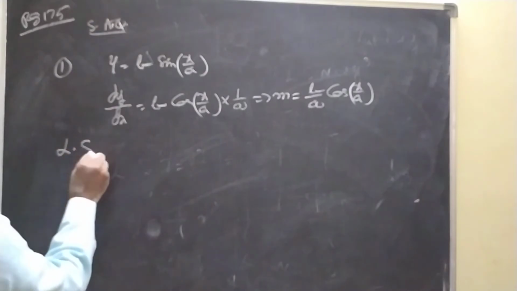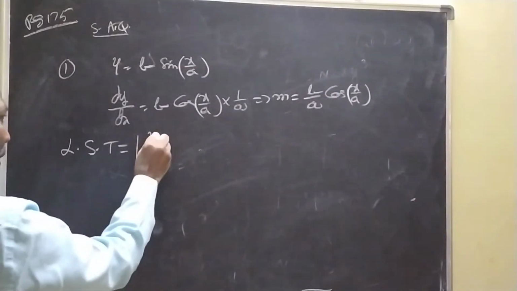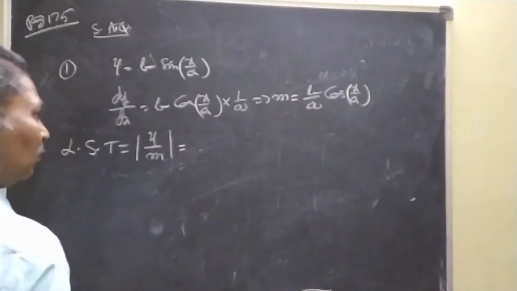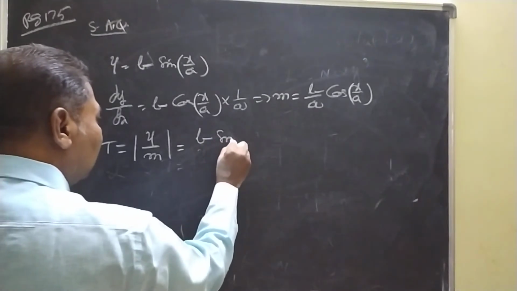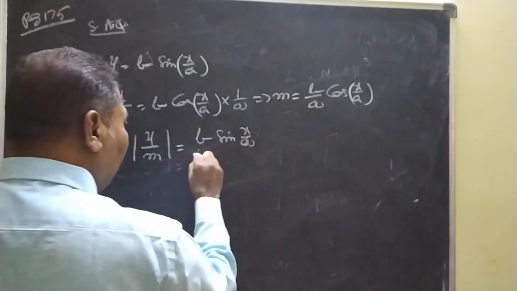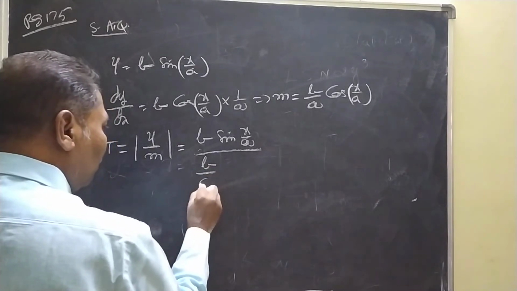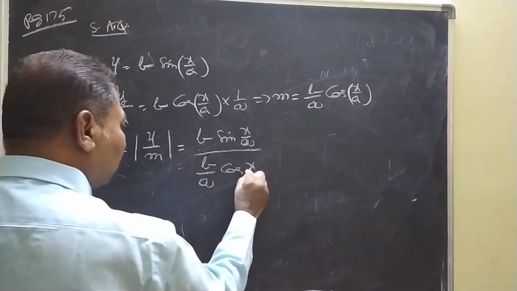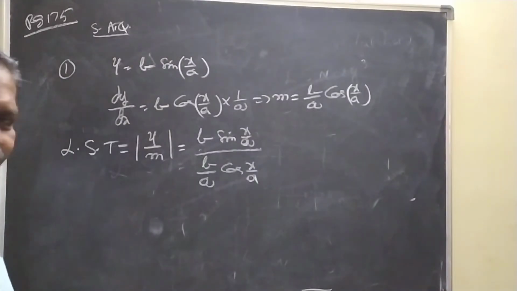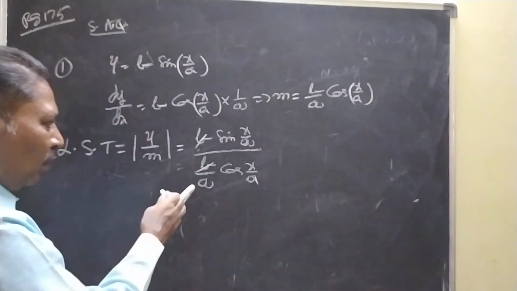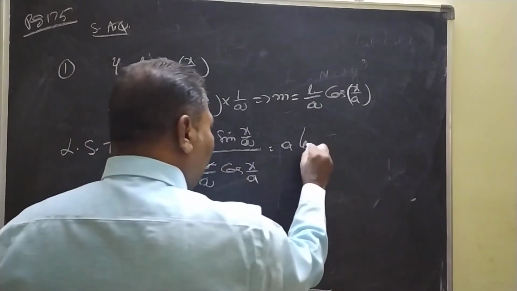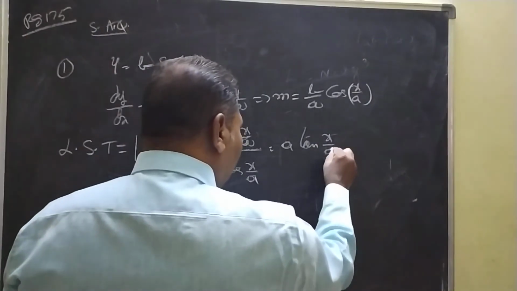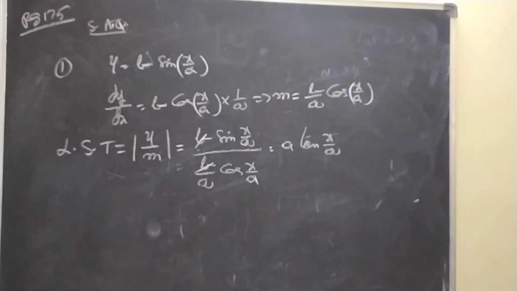Length of subtangent, y by m. Y is this one, b sine x by a. M value b by a cos x by a. B cancel. 1 by a becomes a. Sine by cos, tan x by a.